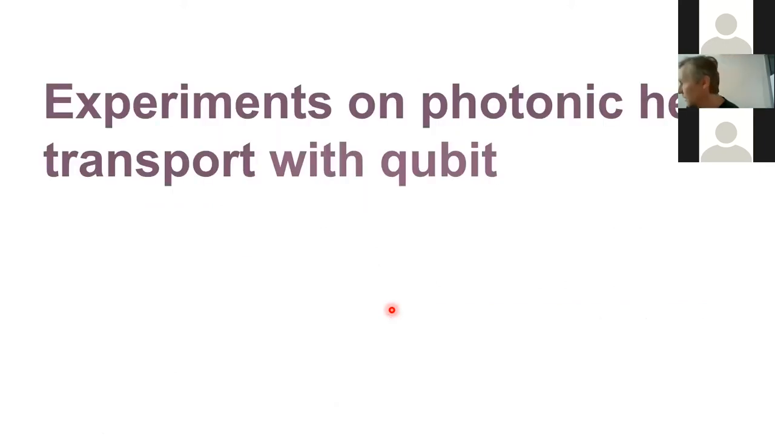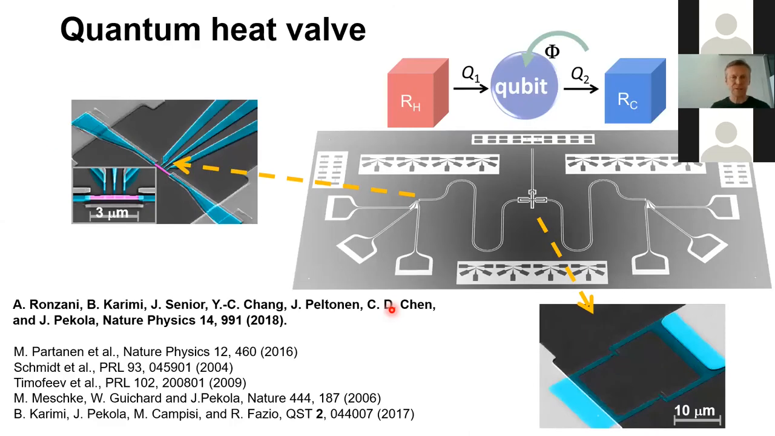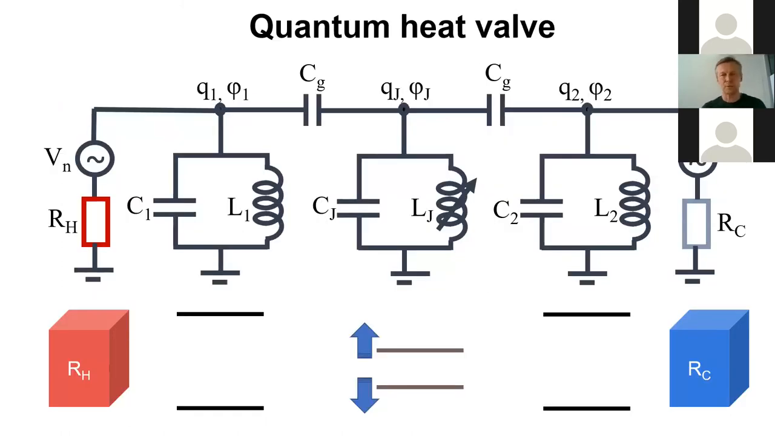Okay, so now I go to the case of qubits. I come back to the circuit that I had before, which is this transmon circuit, and then connected to the resonators here. So the principle is exactly the same as before. We have two resistors, we have the qubit, and then we create the temperature bias and measure how much power is transmitted.